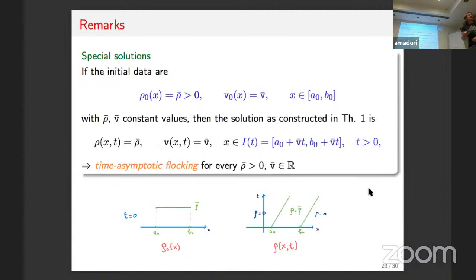Let me also mention that we have some special solutions. These are the ones in which the initial data is constant over the interval. In this case, what is the solution? Well, the natural solution, also identified by the algorithm in Figure 1, is a constant solution in density and a constant solution in velocity, where the support translates with velocity v bar. So for this class of initial data, we naturally have time-asymptotic plateauing.